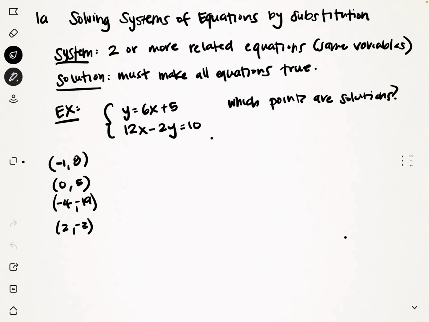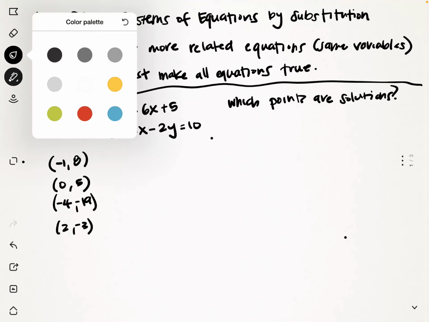What that means is that we're going to look for the point or points that make all the equations that we have true. So if we look at the example here, we have a system of equations: y equals 6x plus 5 and 12x minus 2y equals 10. And it's asking which points are solutions. So for these ones, we're just going to go ahead and check.